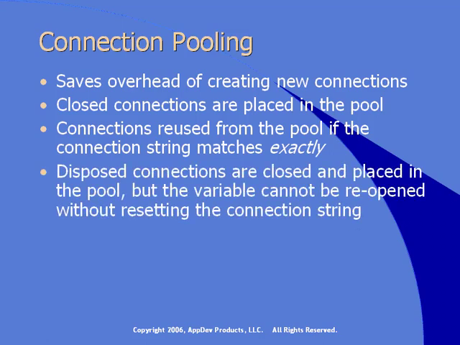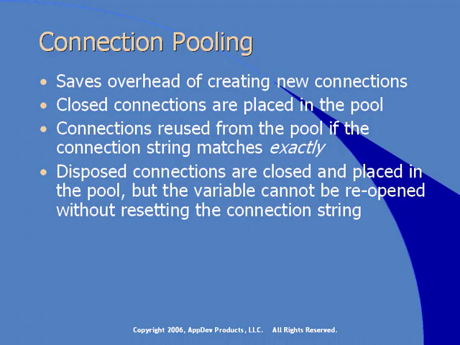When you dispose a connection, like if you create your connections in a using block, those disposed connections are closed and they are placed in the pool. So the connection still exists even though you call dispose, as long as there was still room for it in the connection pool. But the variable, the object that you were using to reference the connection after dispose has been called, is not going to still have that connection string in it.